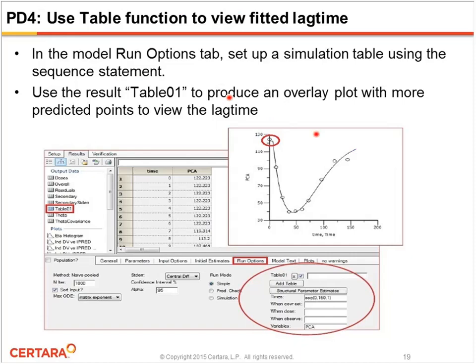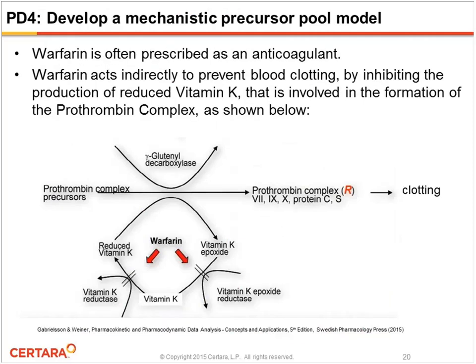All right. So we have a little bit more time here. I'd like to go ahead and cover the precursor pool model. So I'll go ahead and switch back to the slides. So we saw that adding a lag time increased the fit. For those of you who are fans of more mechanistic models, if we go back to the original diagram here, we see that warfarin actually inhibits the production of reduced vitamin K, which is actually one step upstream from the formation of the prothrombin complex, which we're measuring as the response.